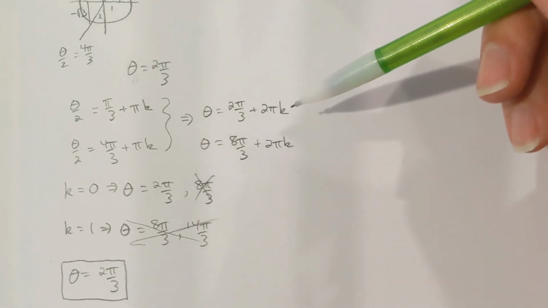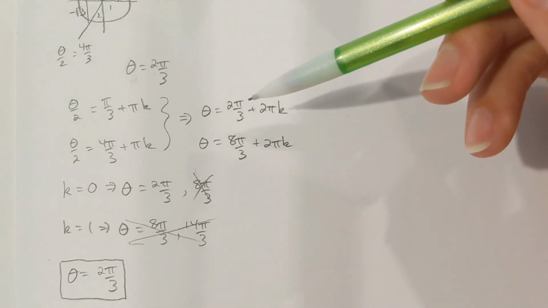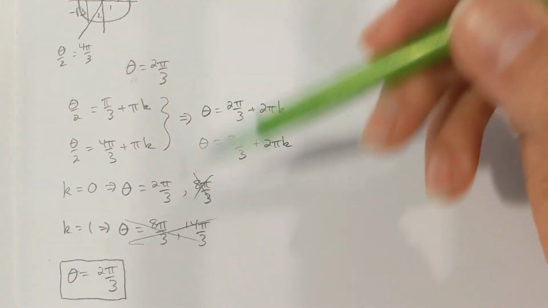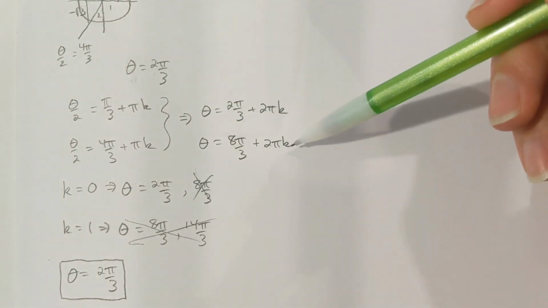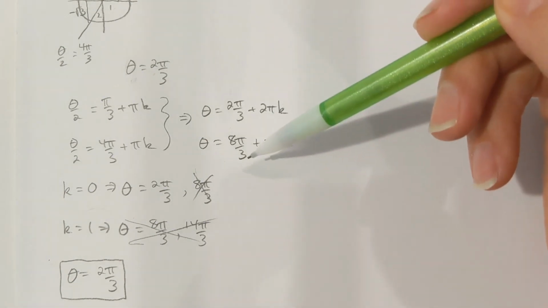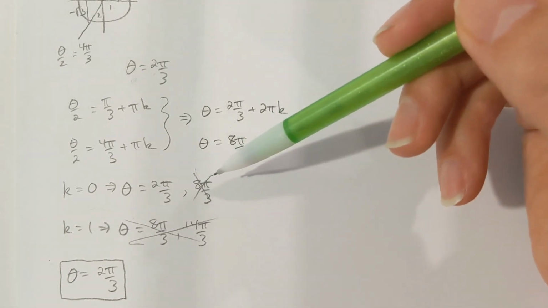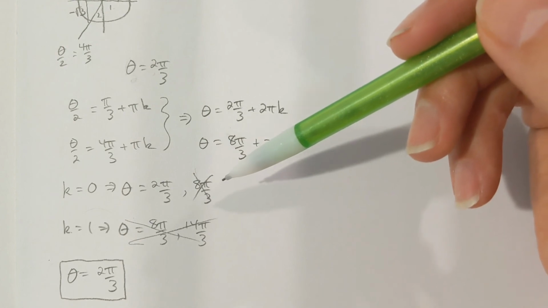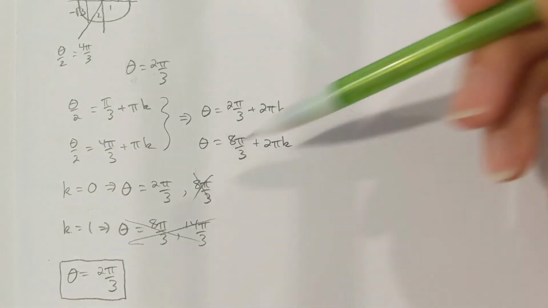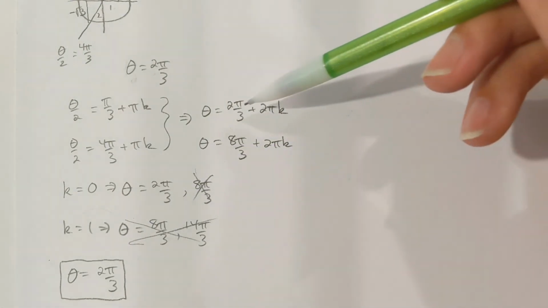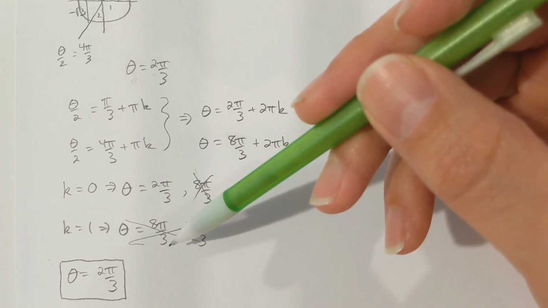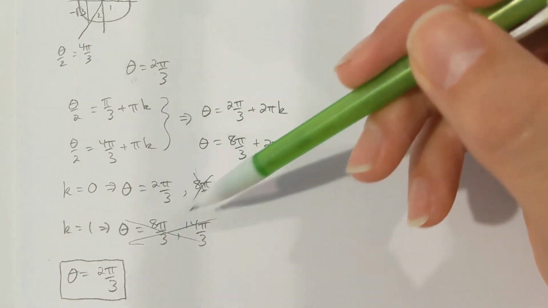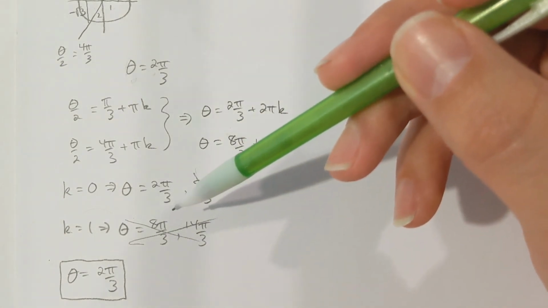So if k is 0, 2 pi over 3 plus 0 is 2 pi over 3. We've already said 2 pi over 3 is one answer. If k is 0 here, you're going to have theta equal 8 pi over 3. 8 pi over 3 is bigger than 2 pi, so I don't want to include that one in my answer. If k is 1, then you've got 2 pi over 3 plus 2 pi. 2 pi is the same as 6 pi over 3. You're going to have 8 pi over 3. When you add those, we've already said 8 pi over 3 is not a solution because you're outside of the interval now.